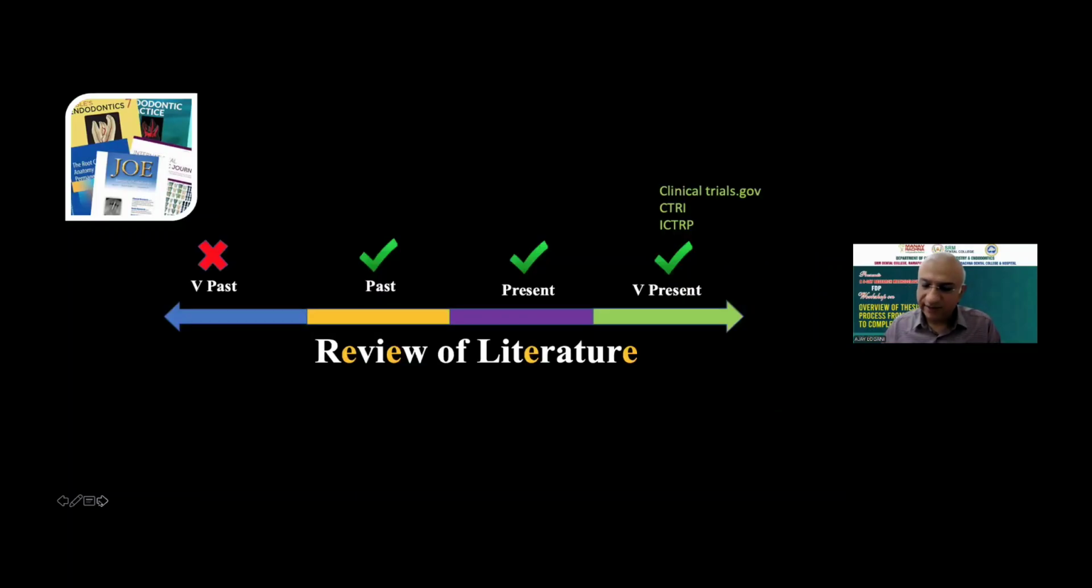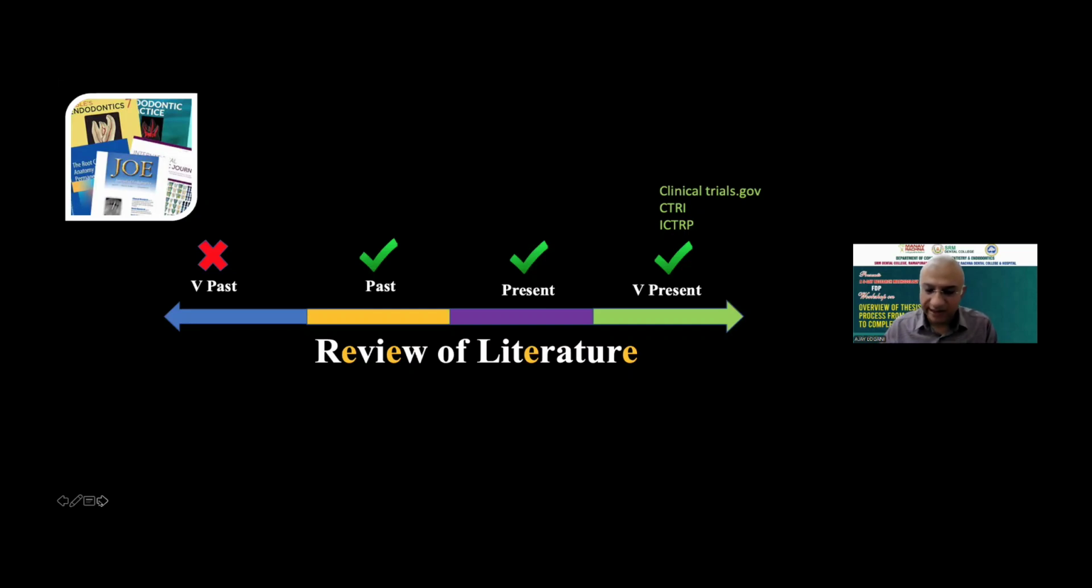As far as the review or search of literature is concerned, it must comprise the present, what is happening. When I say present, it is the last 5 years. When I say past, it is the last 10 to 15 years, and the very present is the last 1 or 2 years. So all those articles must be there for you. The very present is the last 1 or 2 years, the present is in the last 5 years, and the past maybe 15 to 20 years.